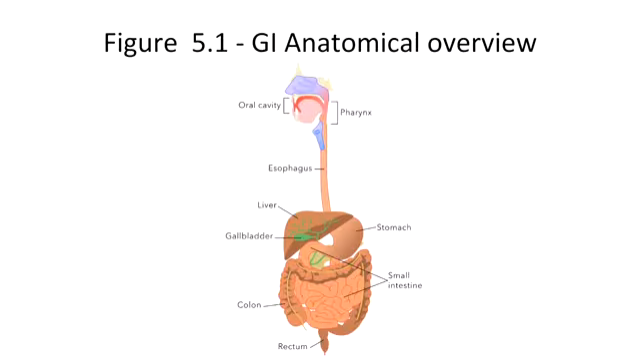From figure 5.1, we can see that the small intestine is right here. This includes the duodenum, the jejunum, and the ileum. This is where a lot of important digestion occurs, so we'll discuss this more in the section on digestion and absorption. After food passes through the small intestine, it enters the colon, or the large intestine.